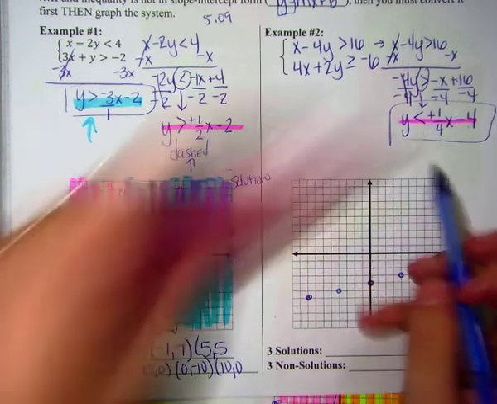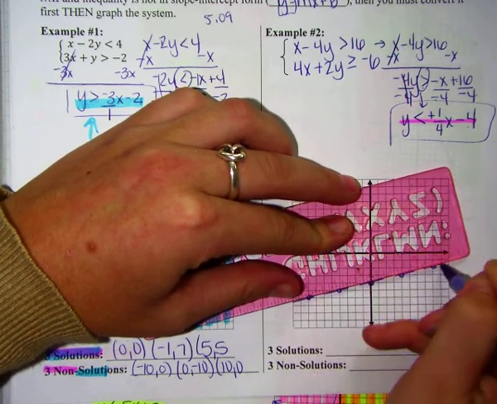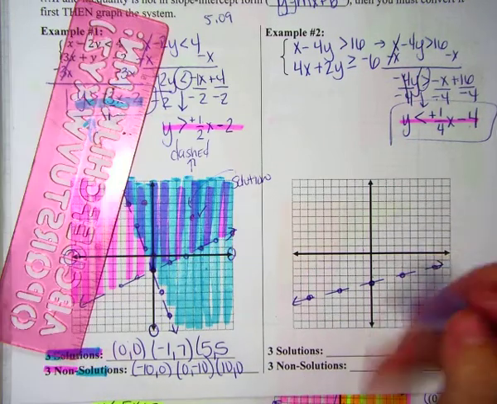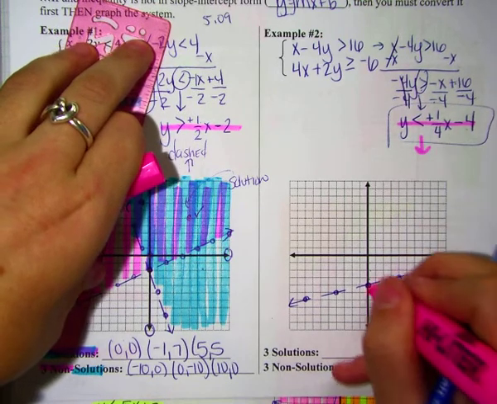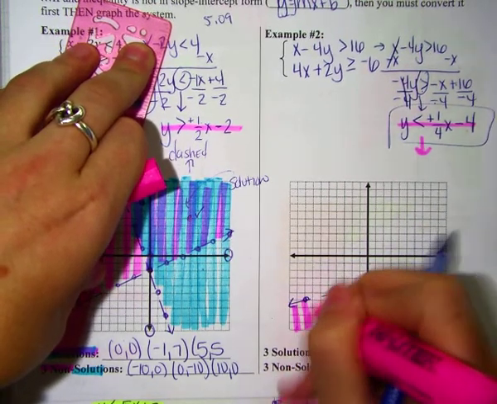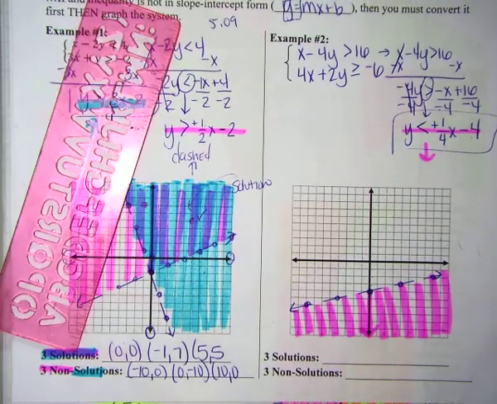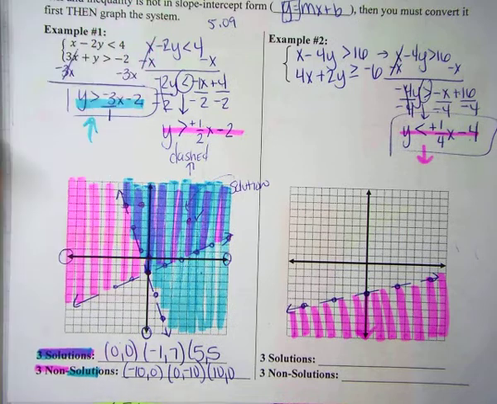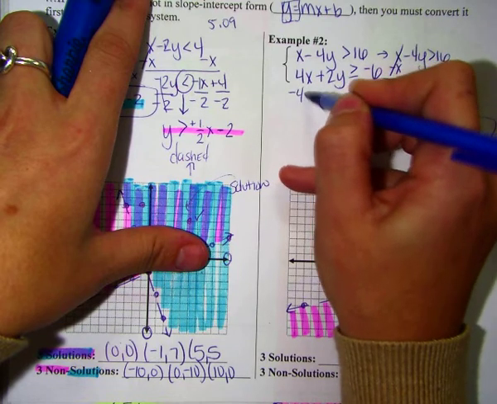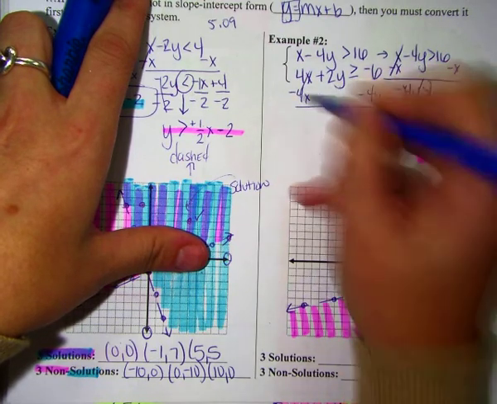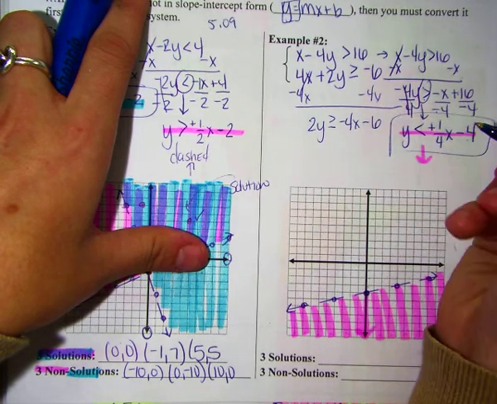It's strictly less than, so it's going to be a dashed line. Then it's less than, so I'm going to go ahead and shade down from the y-intercept. Notice I'm shading down. Next, I need to isolate y, so I'm going to move the other term first. 2y is greater than or equal to negative 4x minus 6.